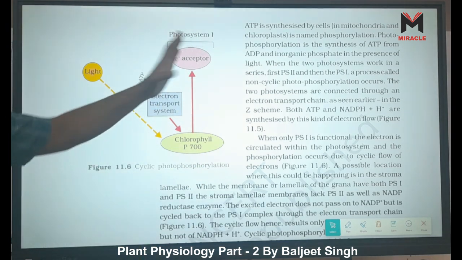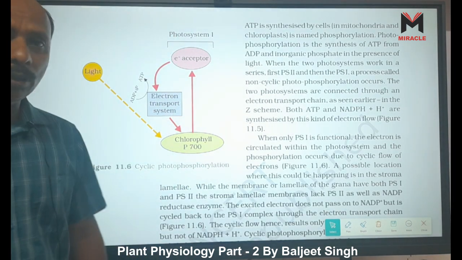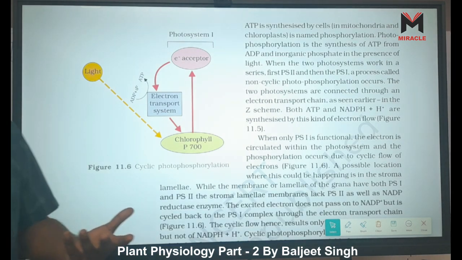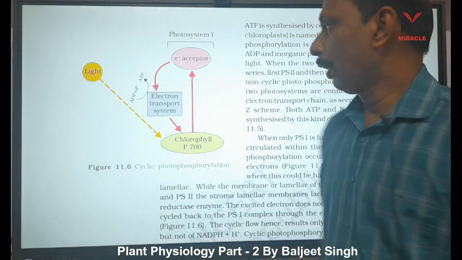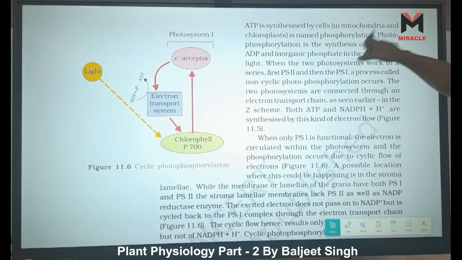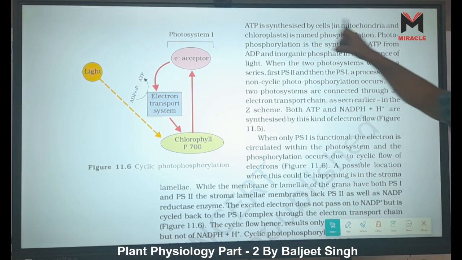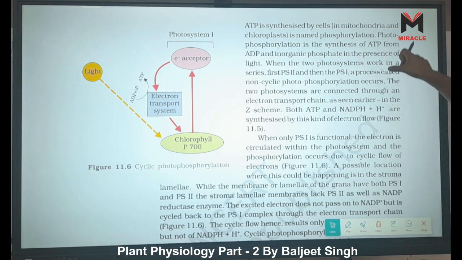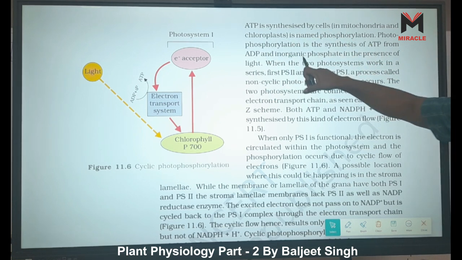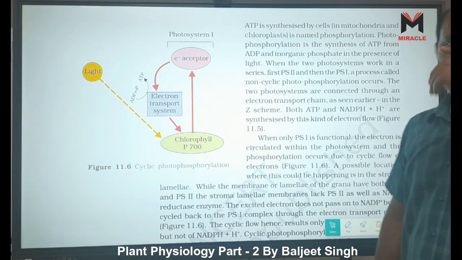In mitochondria and chloroplast, it is named phosphorylation, right? Here it is called photophosphorylation, and on this side it is called which one? Chemiphosphorylation, because on that side it is chemically driven. Here photo means sunlight is used. Formation of ATP is called phosphorylation. Photophosphorylation is the synthesis of ATP from ADP and inorganic phosphate in the presence of sunlight, right? In the presence of sunlight.